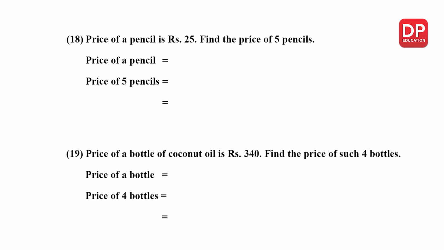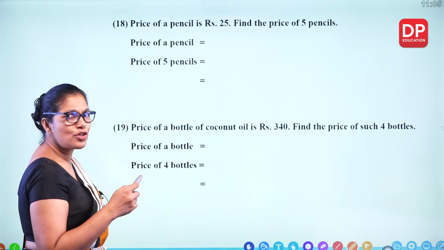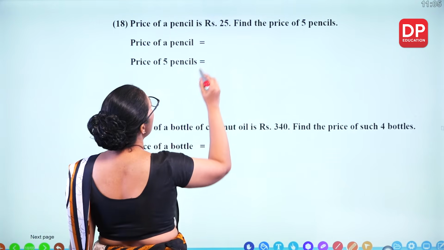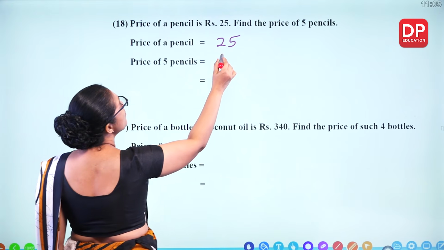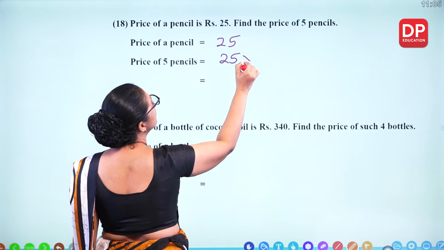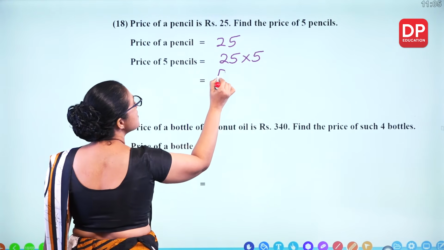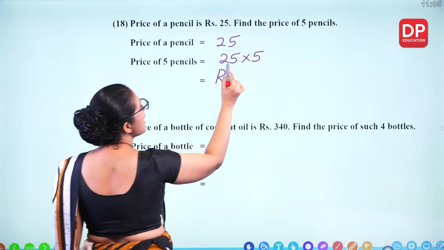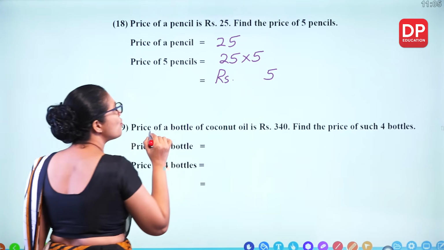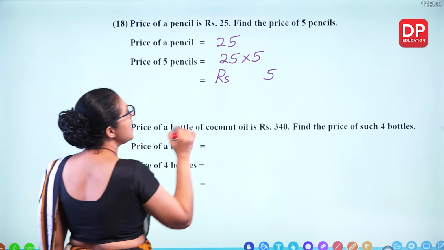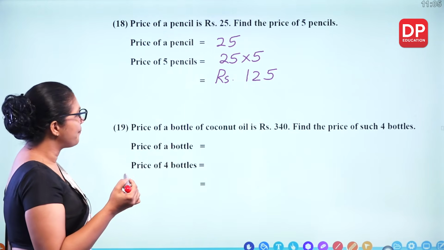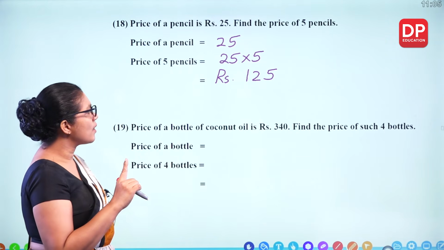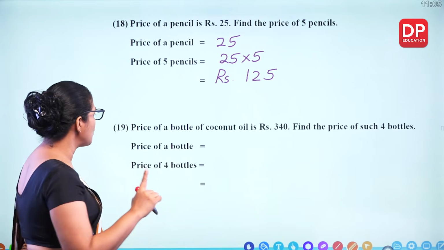Price of a pencil is 25 rupees. Find the price of 5 pencils. So what you do? You just multiply by 5. So price of a pencil is 25. So you multiply by 5. So this is in rupees. 5 times 5, 25. 2 remaining. 5 times 2, 10. 10 plus 2, 12. 125 rupees.